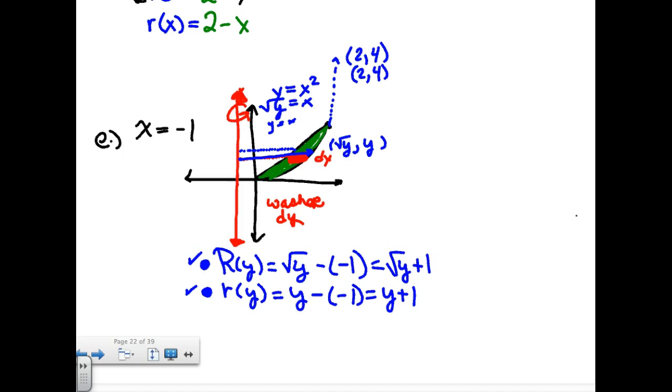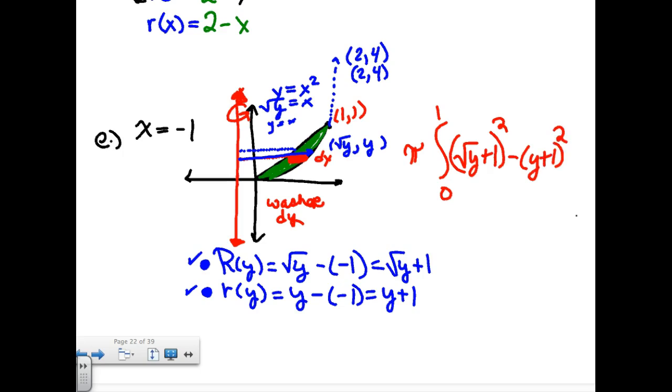Then when I set up my integral, I'm going to be integrating up the y-axis, and the limits will be the same as the last one because that was the point 1, 1. I don't forget my pi out front. I do big R squared, root y plus 1, quantity squared, minus y plus 1 quantity squared. It's R squared minus r squared, dy.